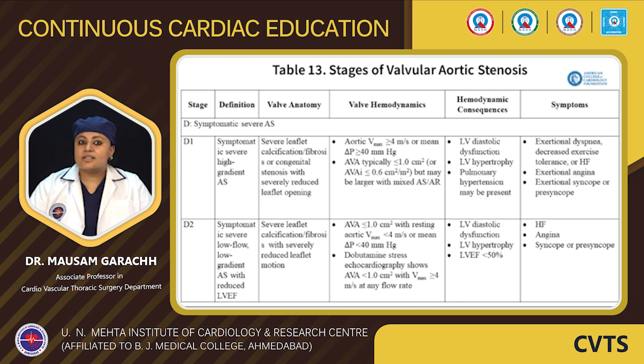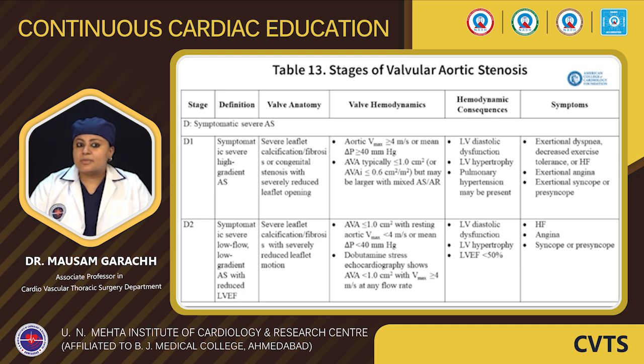Now D, that is symptomatic severe aortic stenosis. Now the symptomatic severe high-gradient aortic stenosis, the anatomy would be leaflet calcification, fibrosis, congenital stenosis with severely reduced leaflet opening. The hemodynamics, the velocity would be more than 4 meters per second, the gradient would be more than 40, the area would be less than 1 centimeter squared. It can be mixed aortic stenosis, with aortic regurgitation can also be there. The hemodynamic consequence would be LV diastolic dysfunction, hypertrophy, and pulmonary hypertension may be present. The symptoms here would be exertional dyspnea, decrease in exercise tolerance or heart failure, exertional angina, exertional syncope or presyncope.